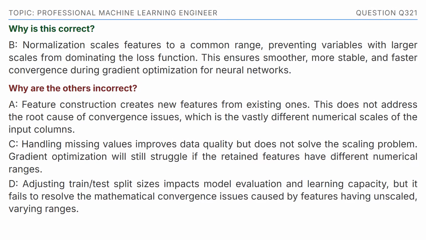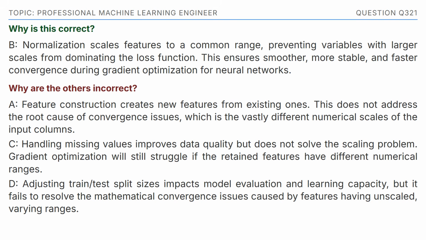Why is this correct? B. Normalization scales features to a common range, preventing variables with larger scales from dominating the loss function. This ensures smoother, more stable, and faster convergence during gradient optimization for neural networks.